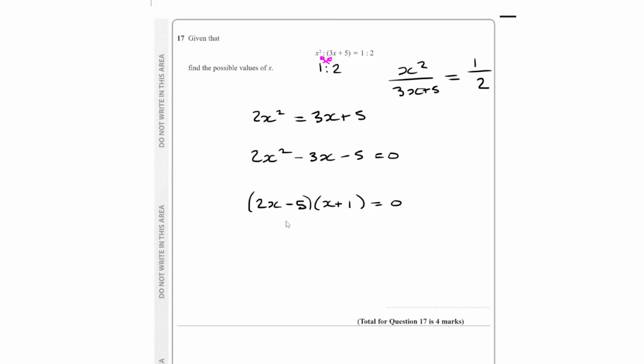Again, I've got videos on factorizing, which is linked in the description, so I'm not really going into detail for that. So then I can solve it. X is 5 over 2, positive or minus 1. Find the possible values of x. Those are your possible values. So really, you just need to know how to set up that equation initially. Once you know how to do that, it's just a quadratic. So I think that was a nice 4 marks if you know how to make that equation initially.